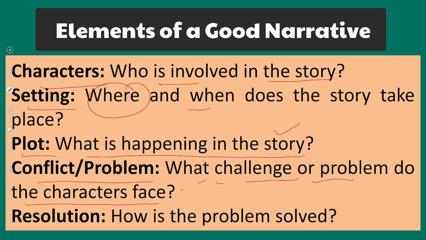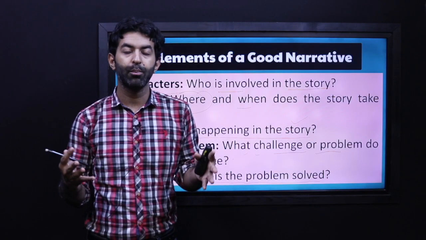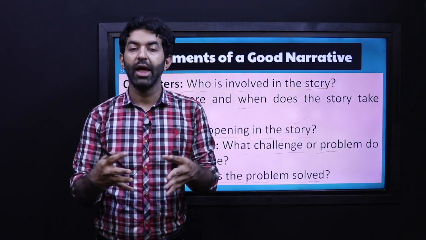And at the end, we are talking about resolution. We are resolving the problems or the conflicts by the characters. Most probably, the main character is the one who plays a part in solving the conflict or the problem. So resolution is, how is the problem solved? What are the things that happened that lead to the end of the story?